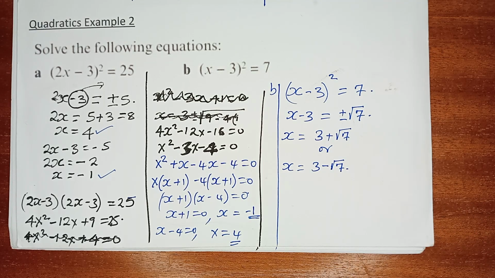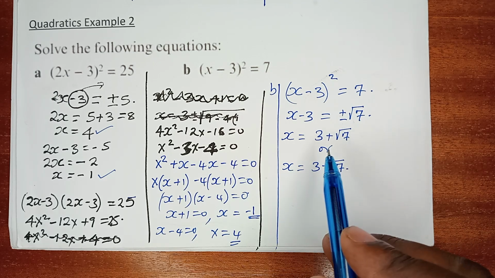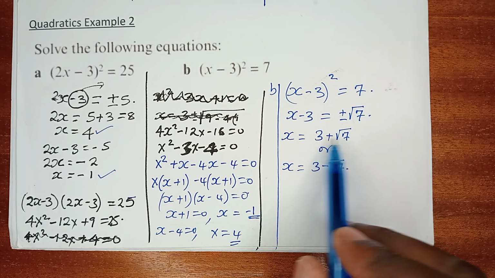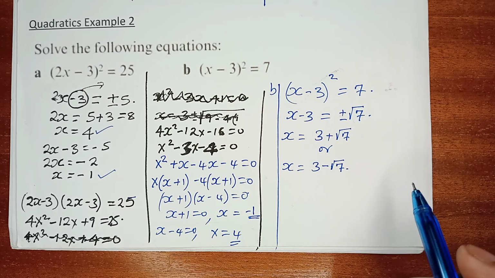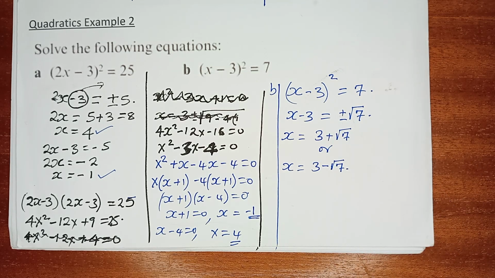If you want to use the calculator to evaluate the estimated square root of 7, you can do that, but the answer the way it is right now is the most accurate. So we can leave it at that.